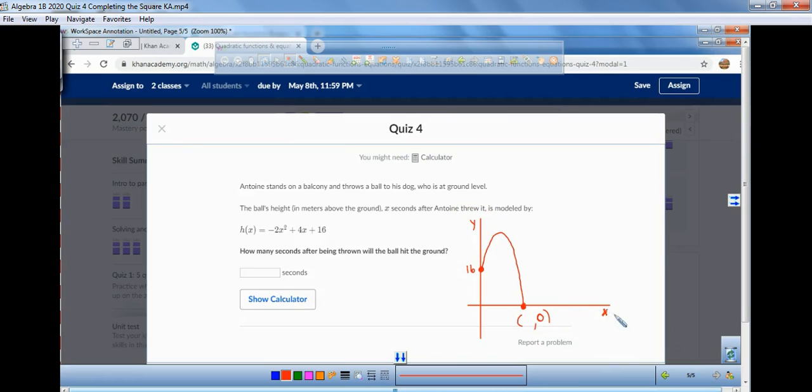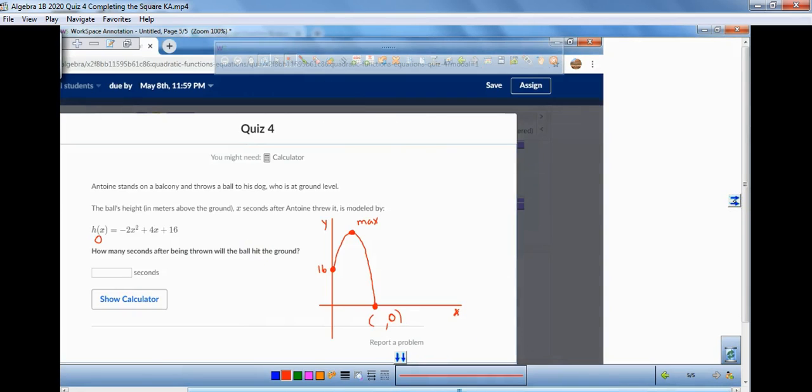All right. Sometimes the question will ask you for the y-intercept, which is 16. Sometimes it'll ask you for the maximum, which is right there. There's the maximum point, which has an x value and a y value. That's the maximum. But in this particular case, you're looking for the 0. So what are we going to do? We're going to set h of x equal to 0.